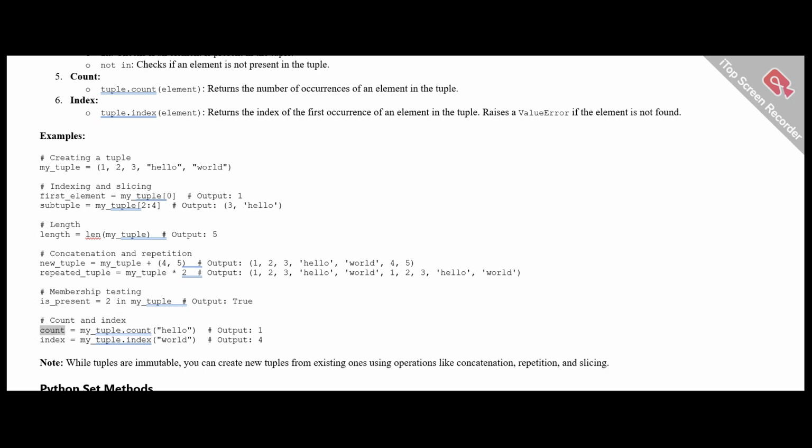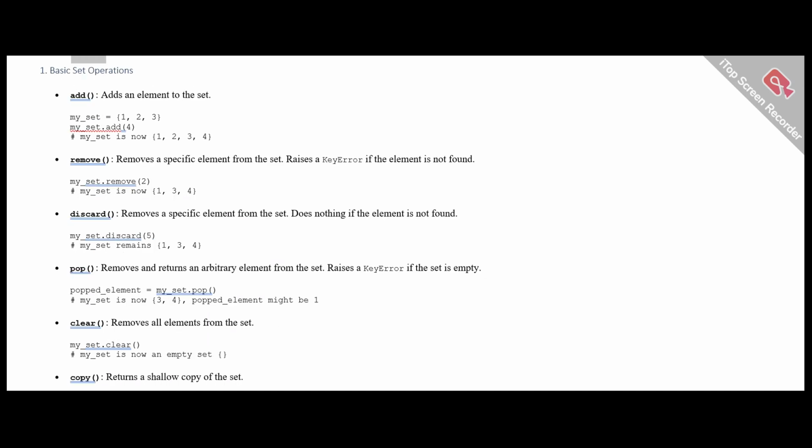# Count and index. count = my_tuple.count('hello') # Output: 1. index = my_tuple.index('world') # Output: 4. Note, while tuples are immutable, you can create new tuples from existing ones using operations like concatenation, repetition, and slicing. Python set methods.